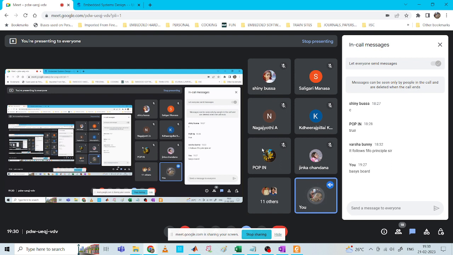Have you started studying VHDL? By the way, Shiny, this Basys board is an FPGA board, not a microcontroller board. Microcontroller board or Basys board? FPGA only, sir. Yes, Basys board, FPGA. Okay.